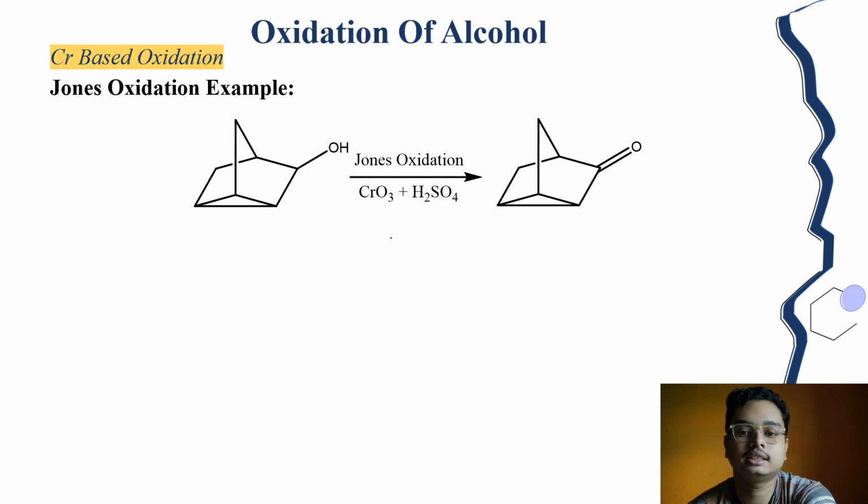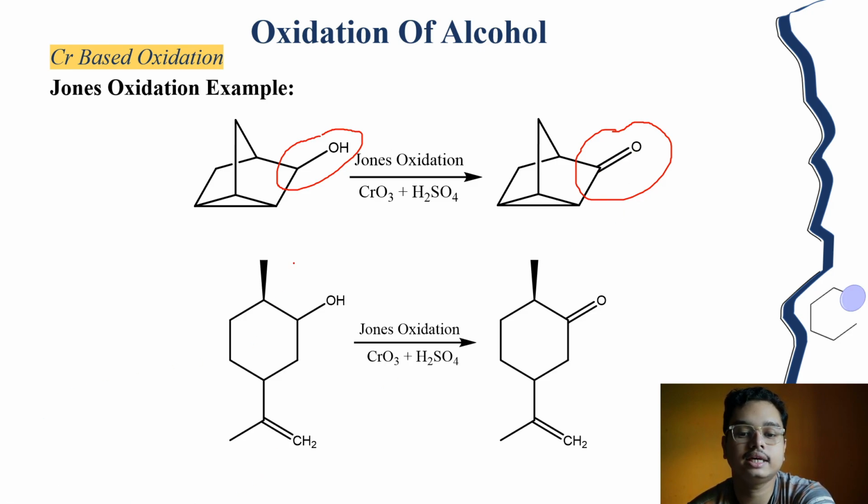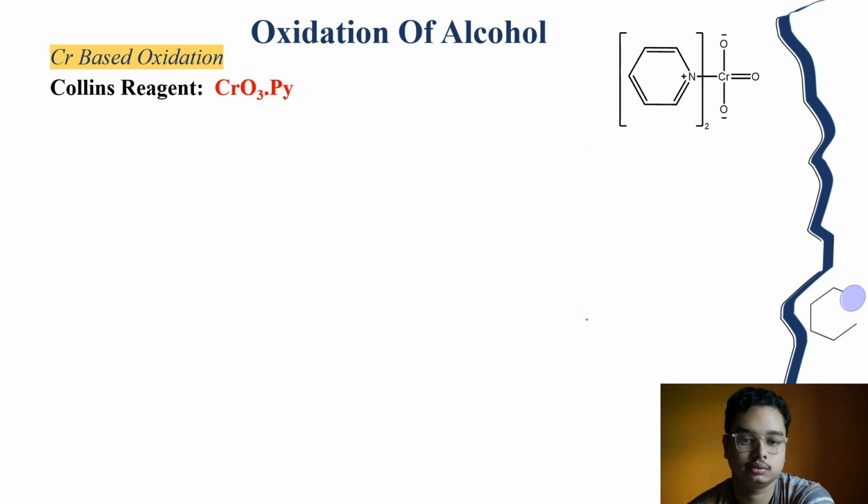Now let us see some examples. Here a secondary alcohol is there. Now in presence of Jones oxidation, it forms a ketone. Similarly here also, this is a secondary alcohol. In presence of Jones oxidation, it will generate the corresponding carbonyl compound, that is ketone.